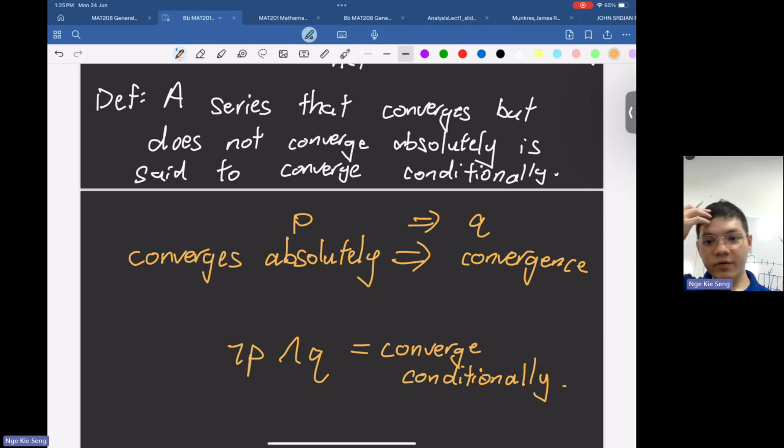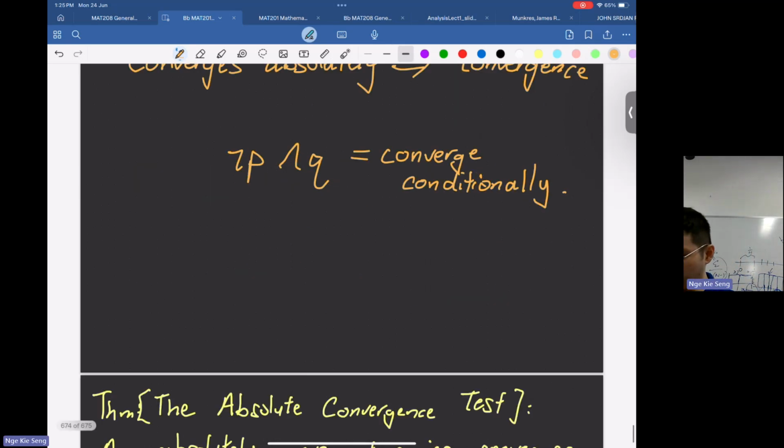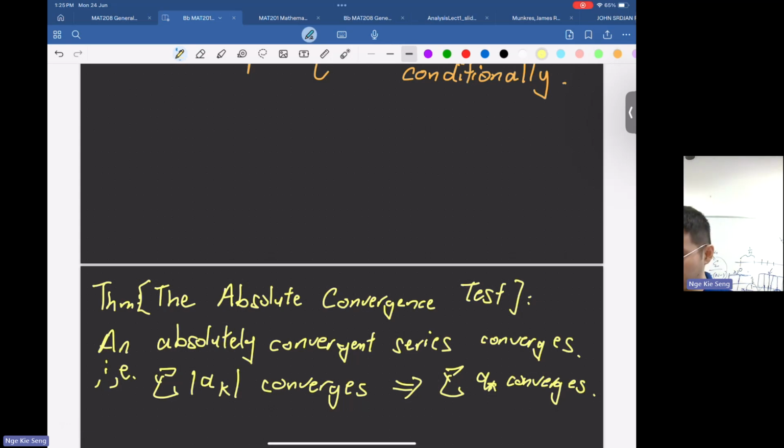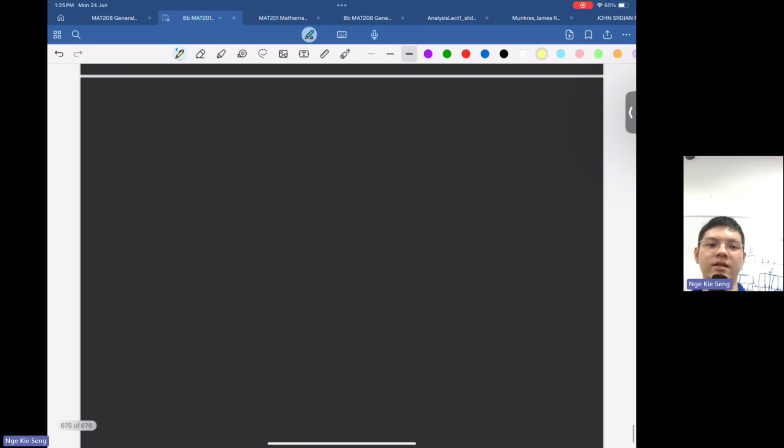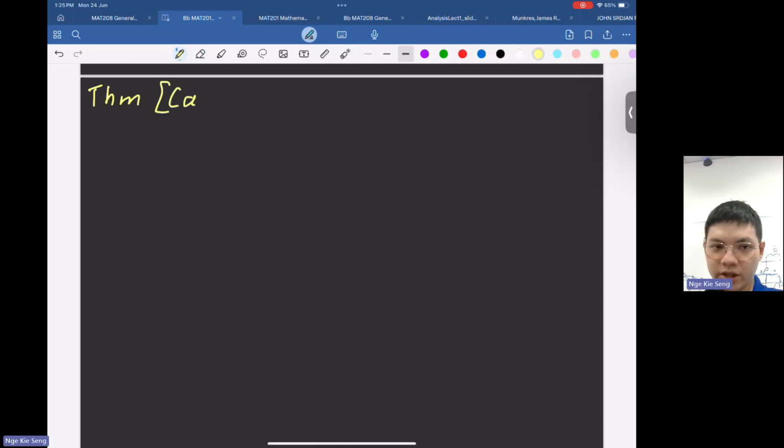Right. So we will prove this absolute convergence theorem now. Before we prove that, we will prove another theorem first, which we will use. So the test is the Cauchy test for series.